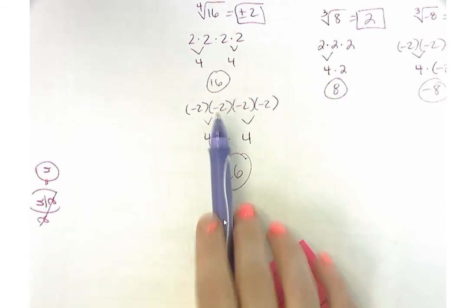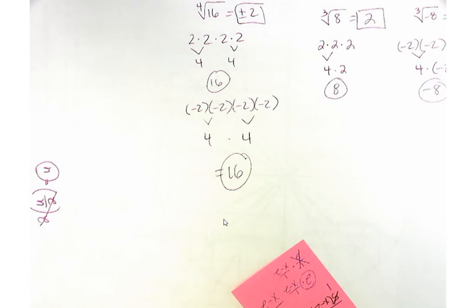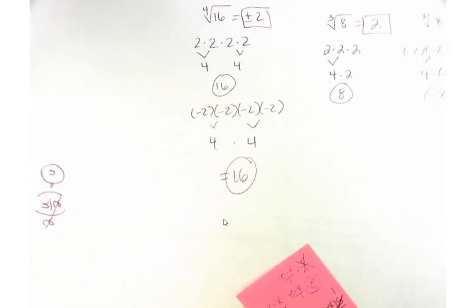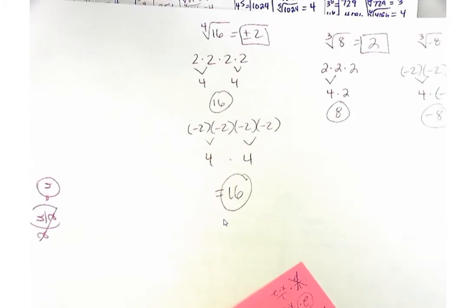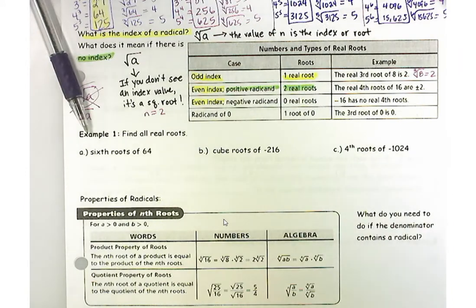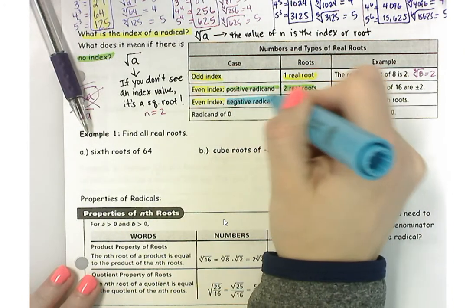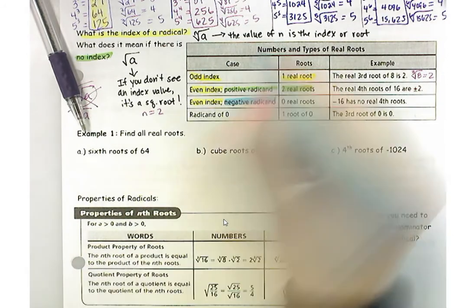Okay, if you have an even index, but what's underneath the radical is negative, there are no real roots. Notice it says no real roots. Whenever you have negatives underneath the radical, what kind of roots does it produce? Imaginary. Okay, and the last one is your radicand of 0.